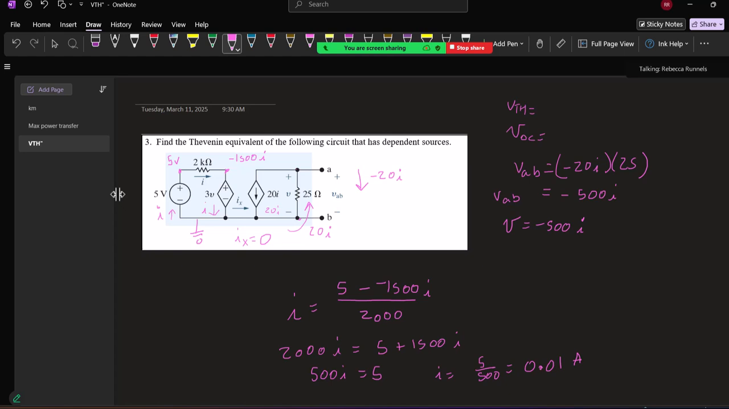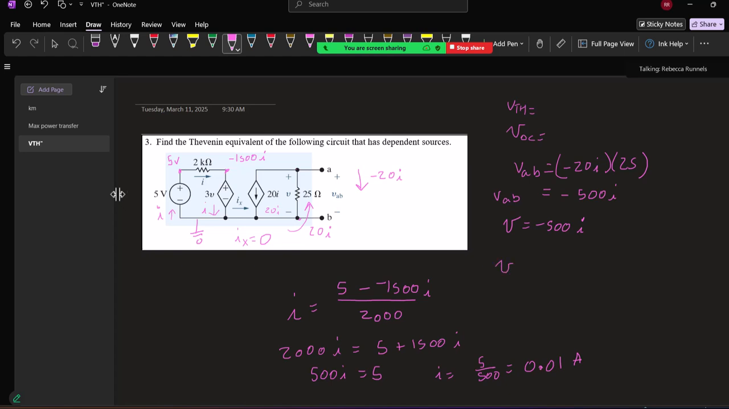I subtracted wrong. No, I didn't. Let's see. What did I do wrong? Is it what? It's not 100 milliamps. I get that it's 10 milliamps, but it's not supposed to be. Oh, yeah, it is. That's right. So how'd you get 100? Oh, I don't know. I think it's 500. No, it's right. I have it right.